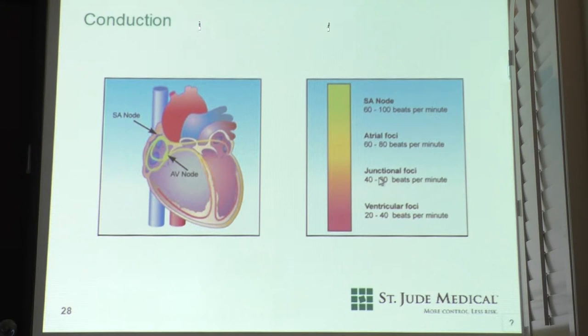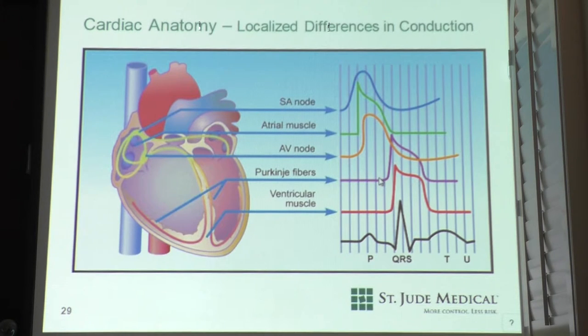The ventricles below that typically have their own what's called an escape rhythm. So if you hear the term escape rhythm, the physician is talking about a ventricular-only rhythm, as in either there's block above where the P waves aren't getting through, or there aren't any P waves. So this is in terms of timing when that happens.